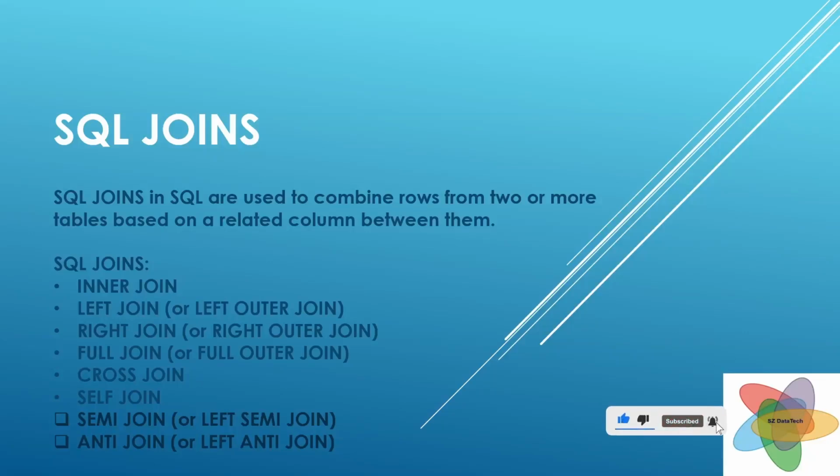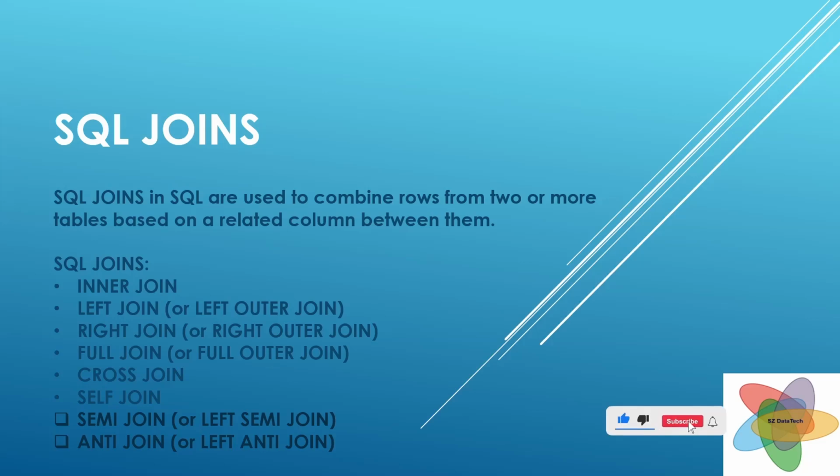In this video, we are going to discuss SQL joins. Joins in SQL are used to combine rows from two or more tables, based on a related column between them. We use joins when we need to retrieve data that is spread across multiple tables in a relational database.